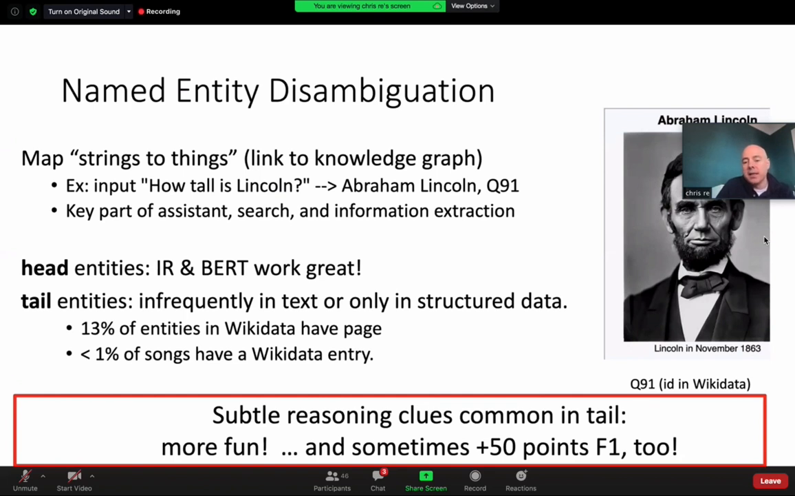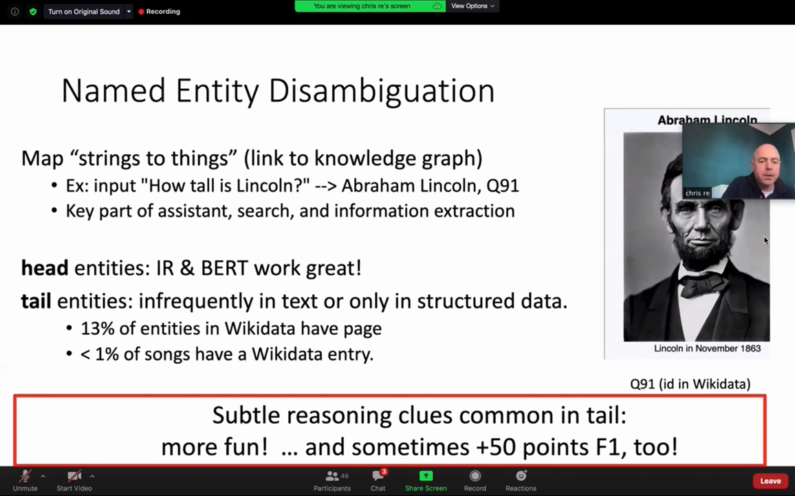And here in the tail reasoning, I'll show you, even on open datasets, if you look at it in the right way, you can see these problems that I think are important, but also have huge potential, like these 50-point F1 boosts that I'll show you in a while. But really, it's because these problems are fun.